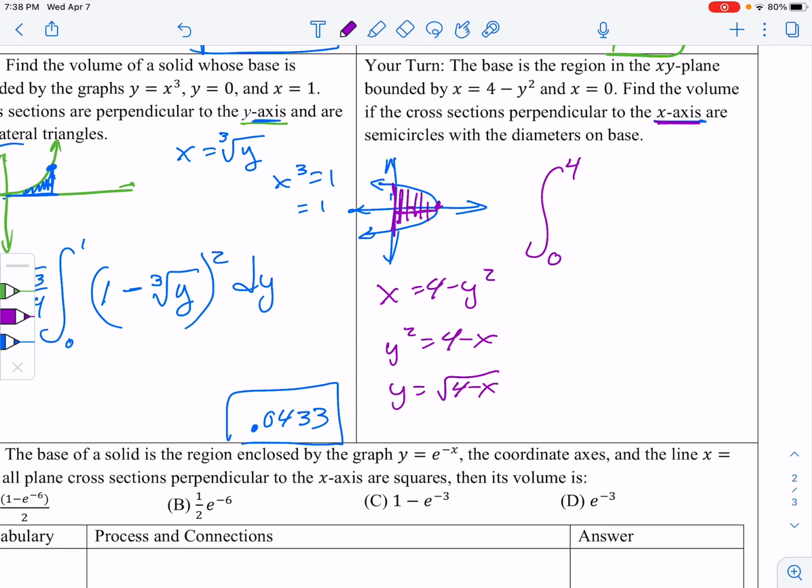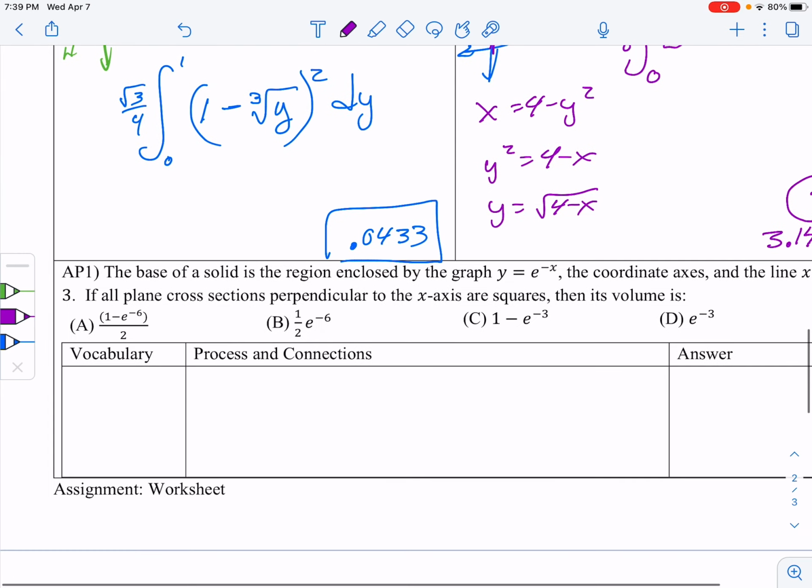And then it's top minus bottom, so the square root of 4 minus x, the bottom is 0. And then you square it. What are we doing? Semicircle. So pi over 8 dx. And that answer is 3.14, or pi.